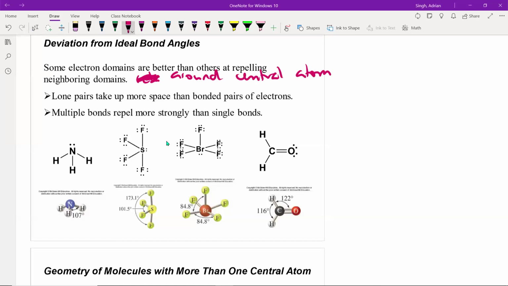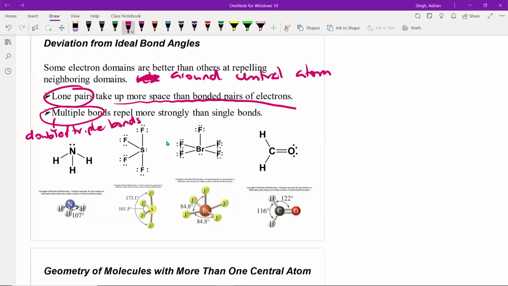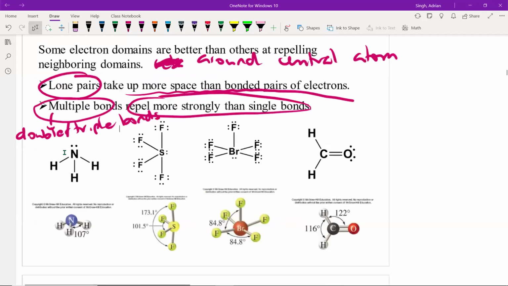And we're going to see the following. If we have lone pairs around the central atom, we've already talked about the fact that they take up more space than bonded pairs of electrons. So if they're occupying more space, that means other things will have to occupy less space, and they will make the bond angles different. What we also find is that if there are multiple bonds, so things like double or triple bonds around that central atom, they will repel the other bonds more strongly than single bonds would.